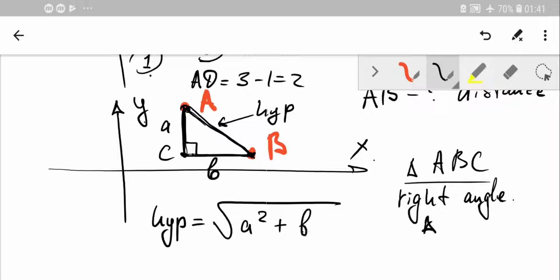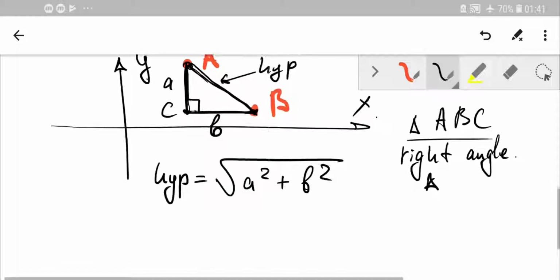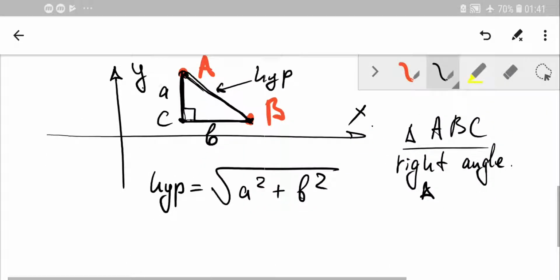All right, we square the two sides, or two legs, a and b, and then add them up. That's how we normally find the hypotenuse, and that will be equal to the length of segment AB.